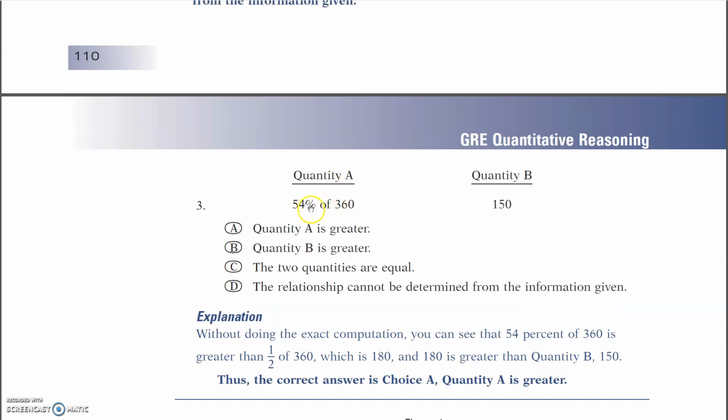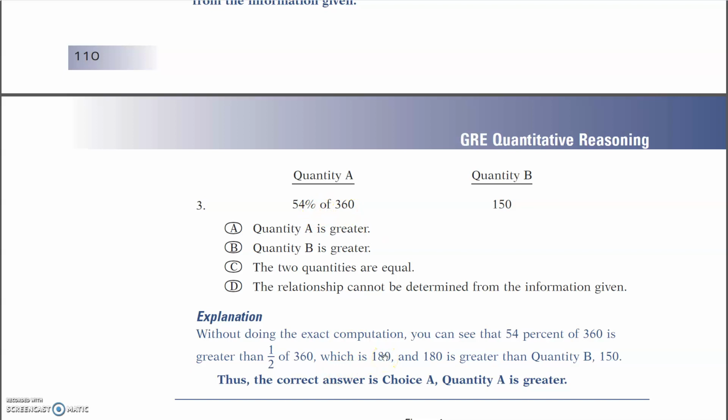Quantity A is the value of 54% of 360. So you need to solve that, have the answer and compare it with 150. Now, when you solve it, 54% of 360 means 54 over 100 times 360, right? That's the interpretation of this. So when you do that, what will you get? According to the calculation that I have, that would be 180 actually.